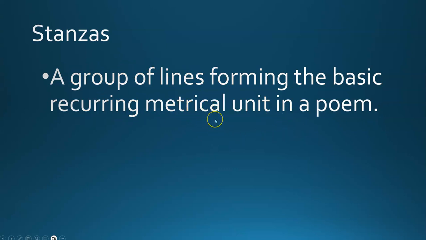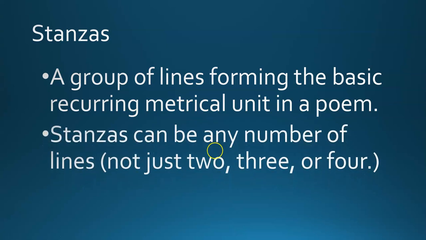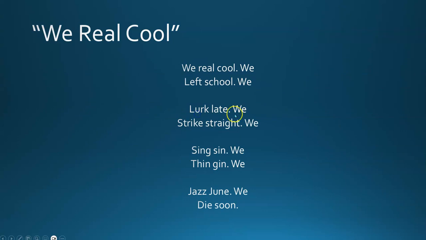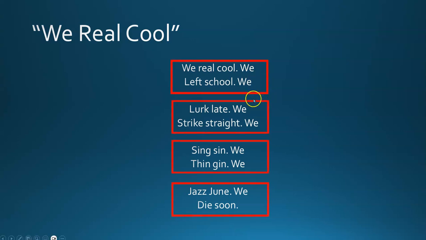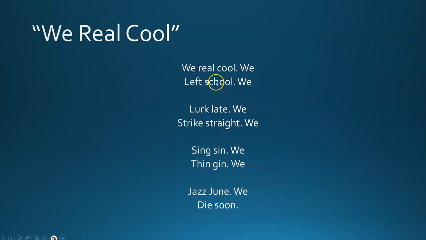It's basically just a group of lines that are together. They can be any number of lines. It can be two, three, four, seven, a billion, really. There's no hard and fast rule when it comes to how many lines a stanza has to have. It's usually the way that it is formatted. For example, there's this poem called We Real Cool. And you'll notice that in this one, we have four different stanzas. We can tell because there is a gap between here and here and here.